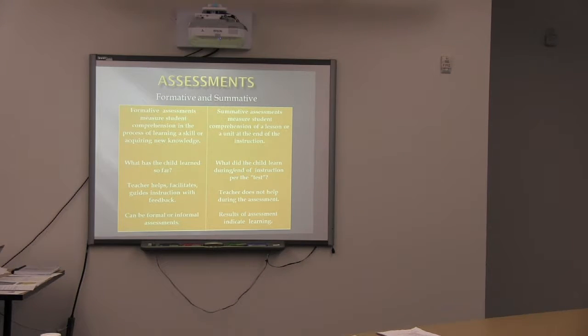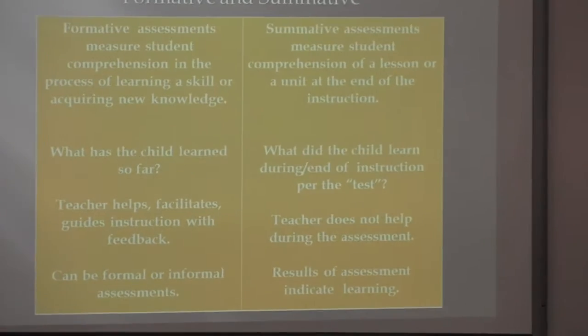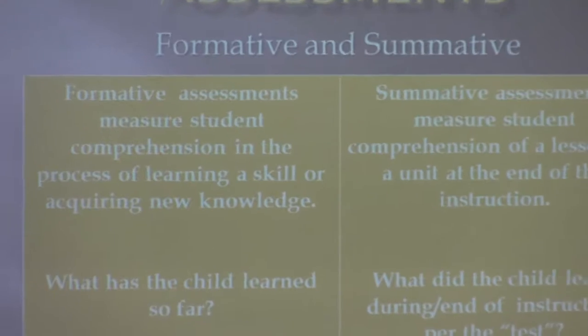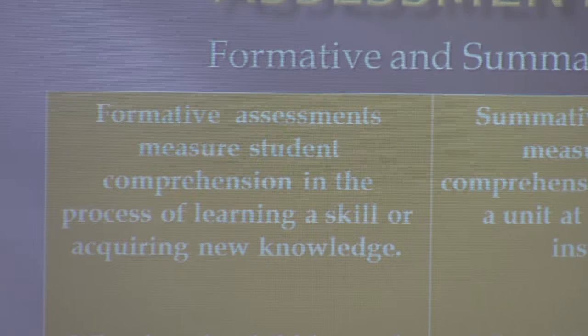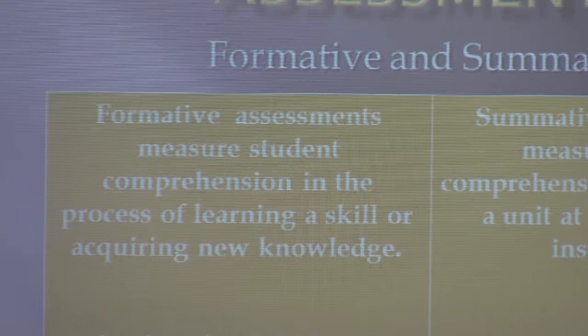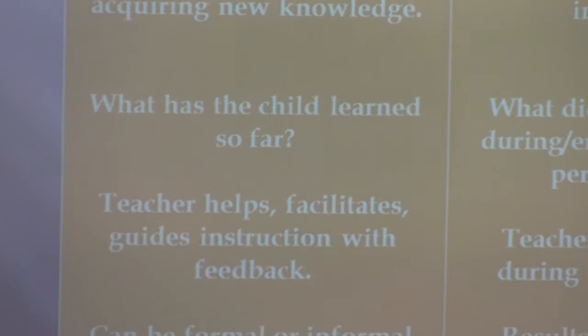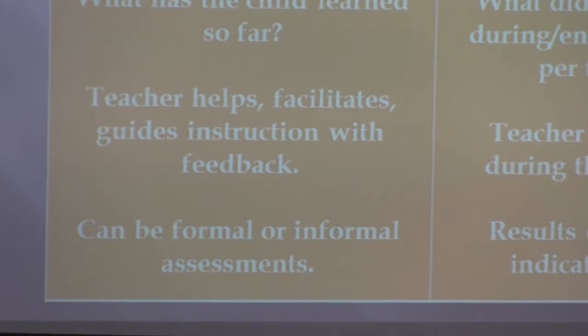Moving to the second slide, there are two forms of assessments. One is formative and one is summative. Looking at the left column, formative assessments measure student comprehension in the process of learning a skill or acquiring new knowledge. Here we go, you're sitting beside that student and you are assessing them. It is formative, it is ongoing. It's throughout their learning process. What has the child learned so far? The teacher helps, facilitates, guides the instruction with feedback. And it can be formal or informal assessments.